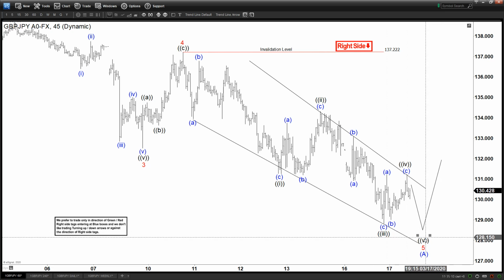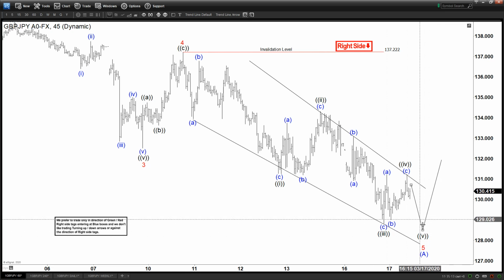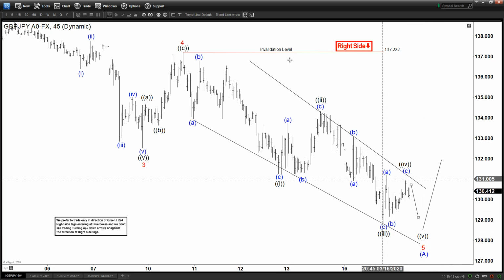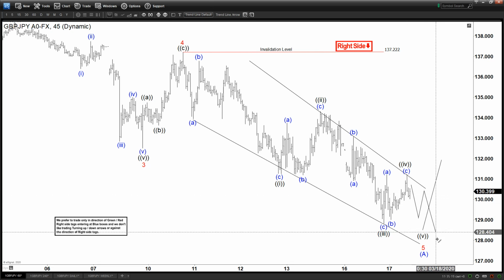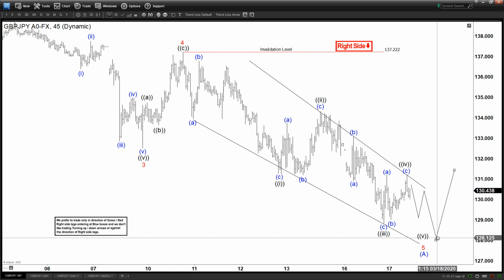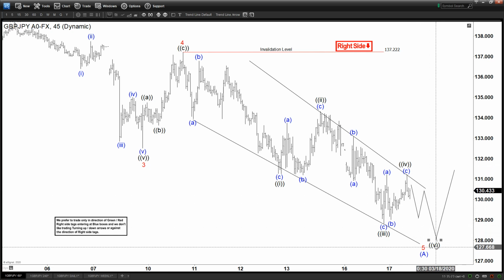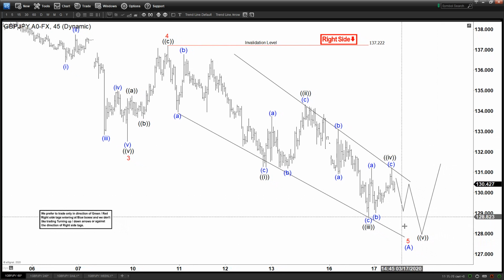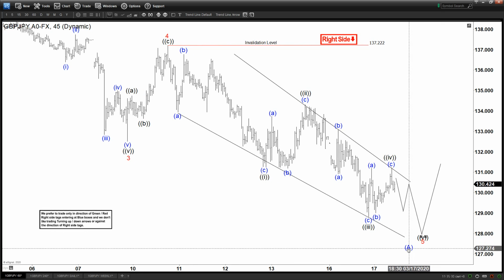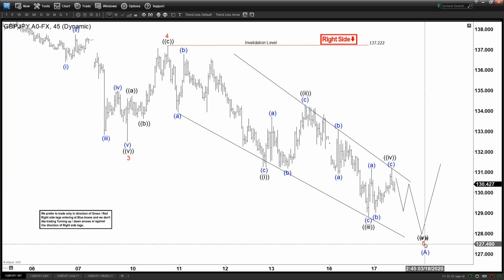After this last push lower is finished, we should be able to finish the wave 5 and then start to get a larger bounce in the pound yen. Another pullback is possible, and then after that we should be looking for some sort of a correction in the pound yen.